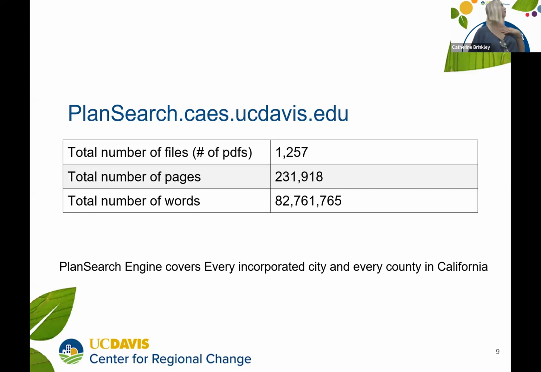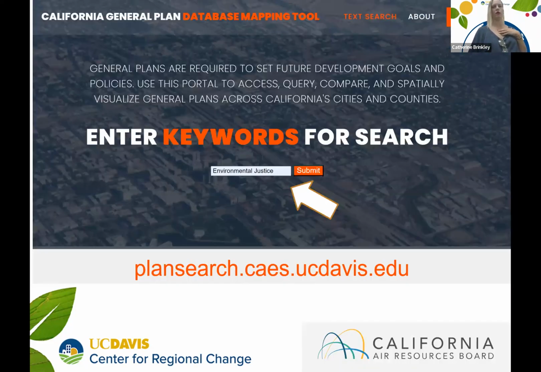So our search engine now covers over 1,000 files, with over 82 million words, and it includes every incorporated city and every county in California, and it took about 3 years to build. So you can type in any search term that you want here and hit submit. So just as a quick exercise, could somebody type in golf and tell me how many cities and counties address golf in their plans?